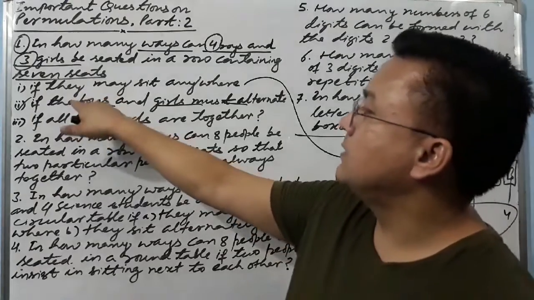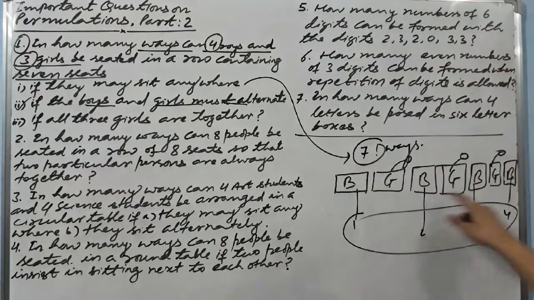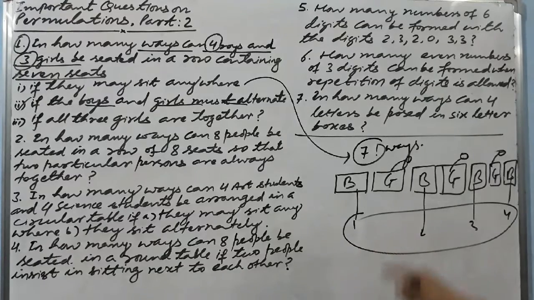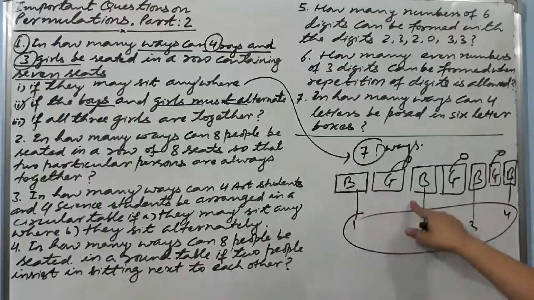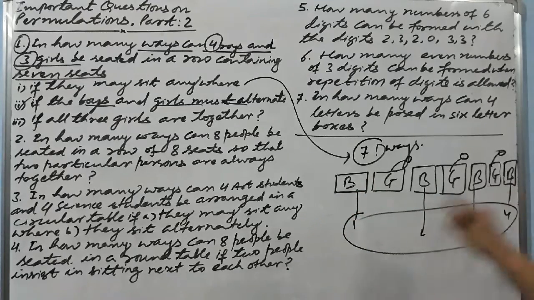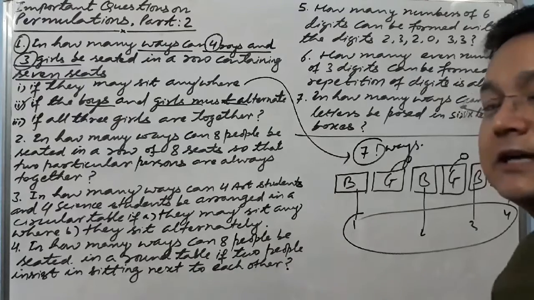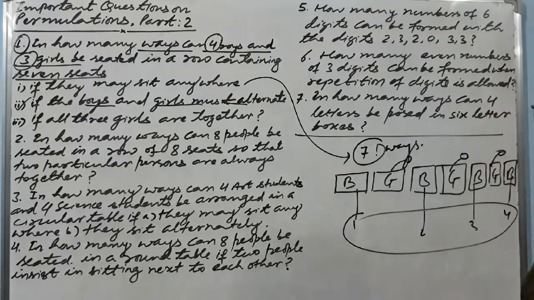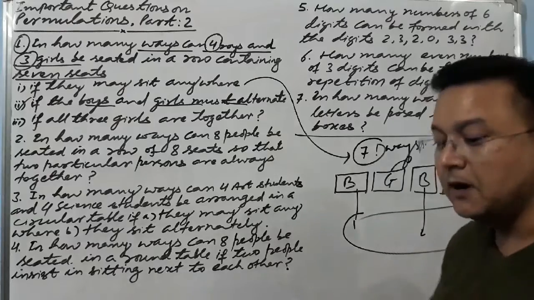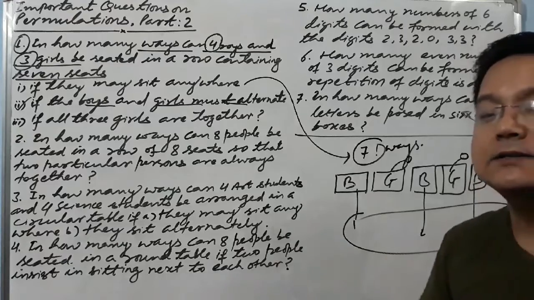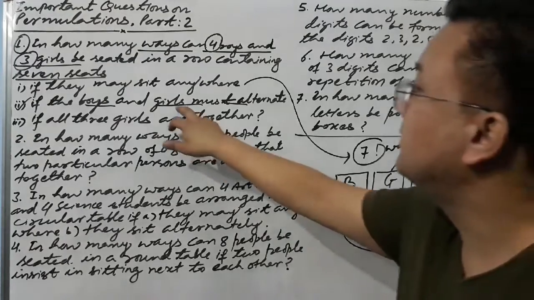According to the second part of this question, we must have this type of arrangement: boy, girl, boy, girl, boy, girl, boy. In this case, boys and girls cannot interchange their seats. Boys and boys can interchange their seats, and girls and girls can interchange their seats. So in how many ways can we find the arrangement? As I told you, boys can interchange seats among themselves and girls among themselves, but boys and girls can't interchange because of this condition.